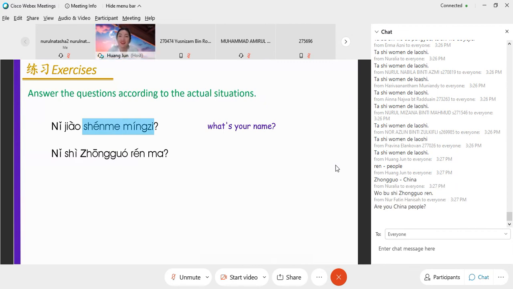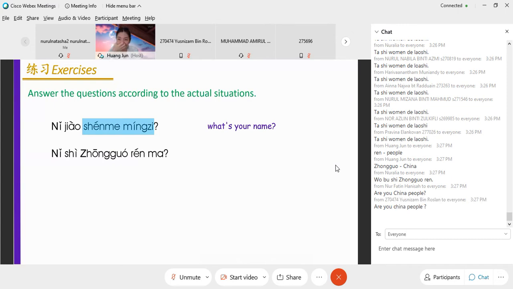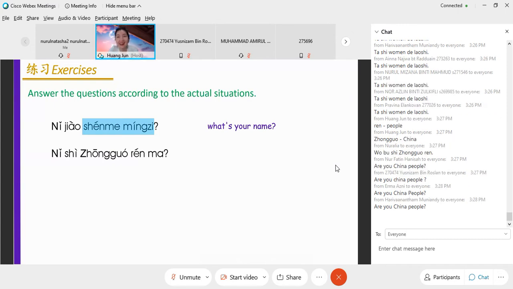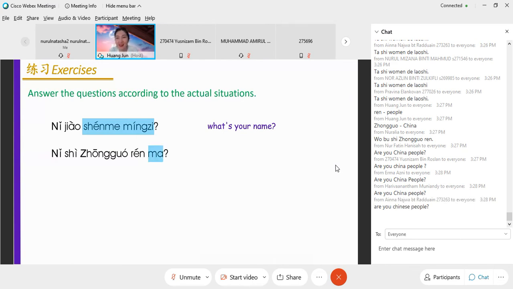You're stuck at this sentence? I will ask the meaning first. Are you China? Are you China people? Okay, then we have to improve your English. So we are asking, are you Chinese people? So 你是中国人吗? Are you Chinese people? So ma is a question, right? So we're asking, are you Chinese people?